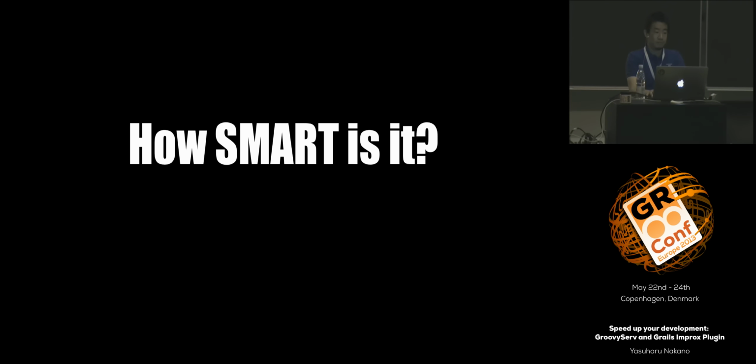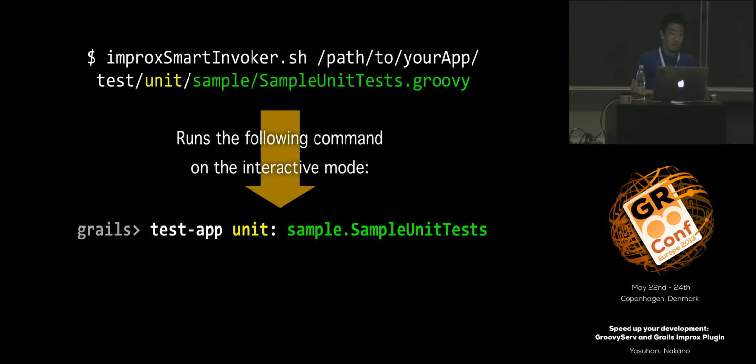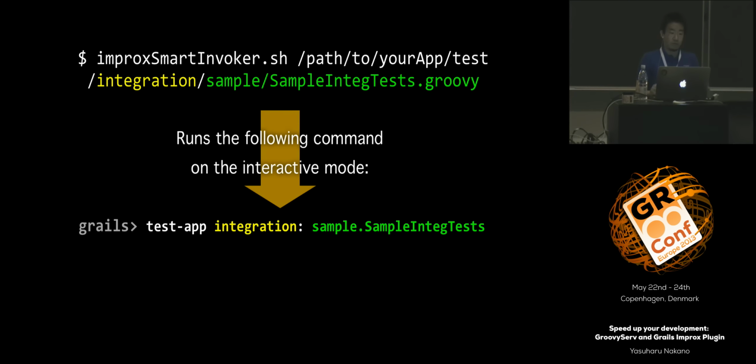How smart is it? Improx Smart Invoker works as follows. First, if you specify a Groovy file and a test unit directory as an argument, Improx Smart Invoker runs this Grails command as follows. Specify the test phase from the test directory and resolve the execution from the file path. Similarly, if you specify a Groovy file and the test integration directory as an argument, Improx Smart Invoker runs this Grails command. So you don't need to specify a test phase and the spec name, taking the trouble.